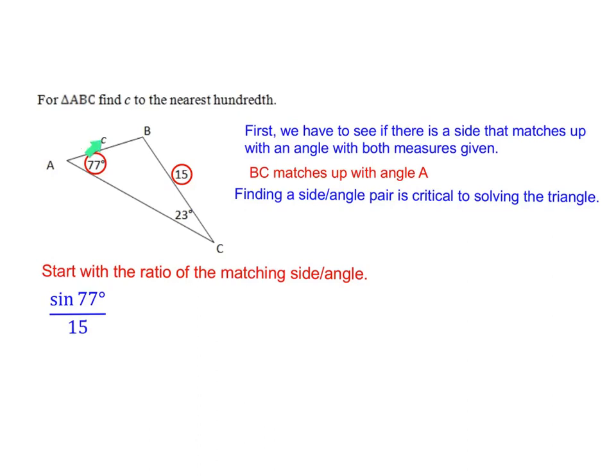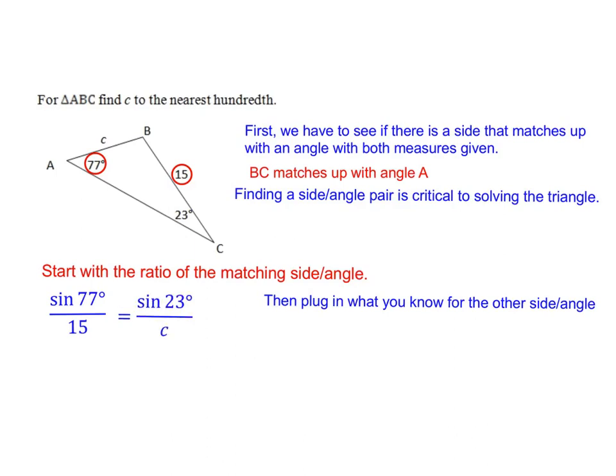Since I'm looking for side C, do I know the angle that goes with side C, that's opposite side C? Yeah, that angle's right here, 23 degrees. I know that. So the next part is to plug in what we know. We know that angle C is 23 degrees, and we're looking for side C. So on the bottom of the second ratio, there's going to be the missing side, and then on top, it's just going to say sine of 23. So that's the next step.